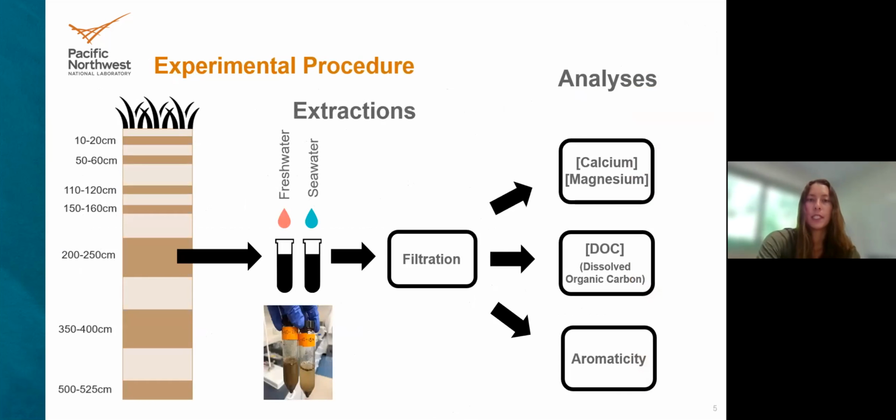So our experimental procedure was as follows. We took soil samples from each of our 7 depths and then exposed separate sets of samples to freshwater in triplicate and then seawater in triplicate. After exposure to each treatment, the samples were filtered to remove the particulate soil matter contained in the solutions, and then the remaining solutions were analyzed for each of the parameters of interest, which you can see here on the right. Please note that we use dissolved organic carbon as our representative for water-soluble organic carbon.